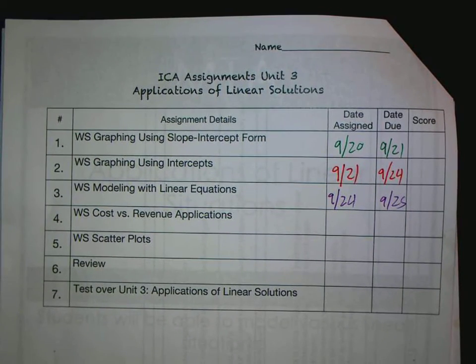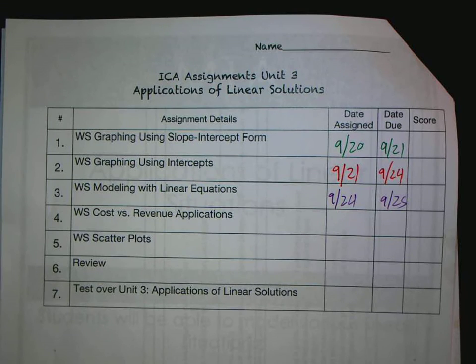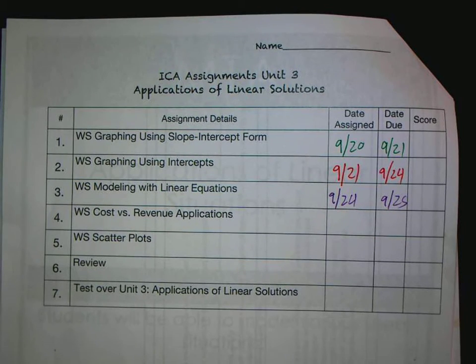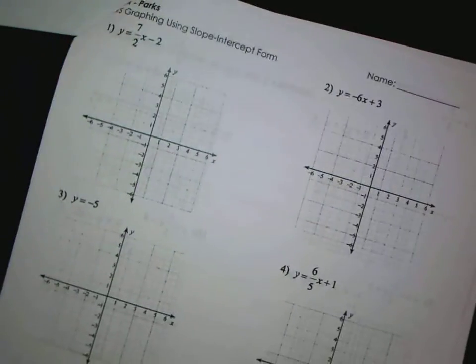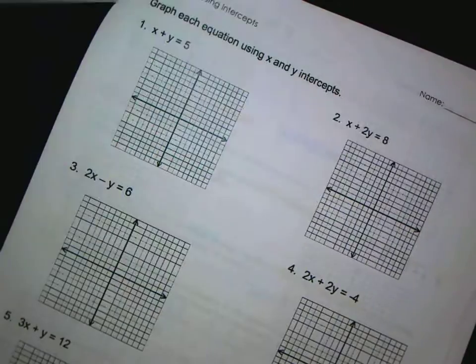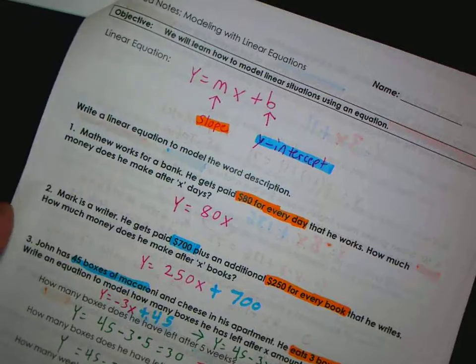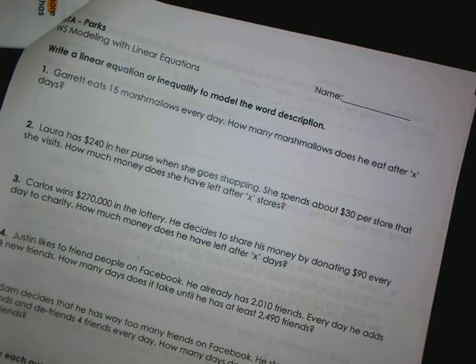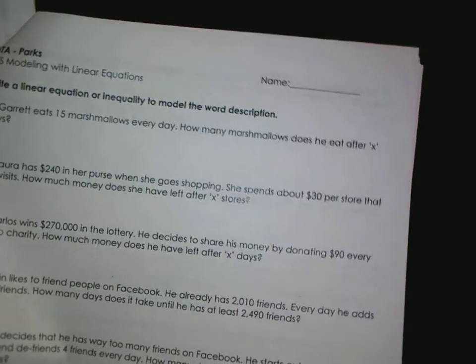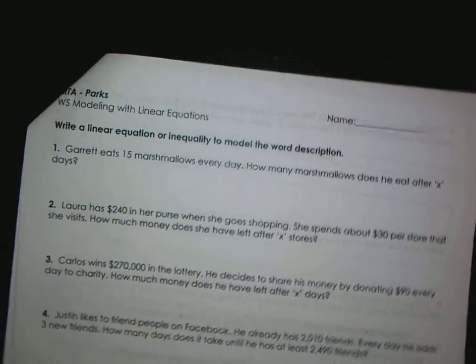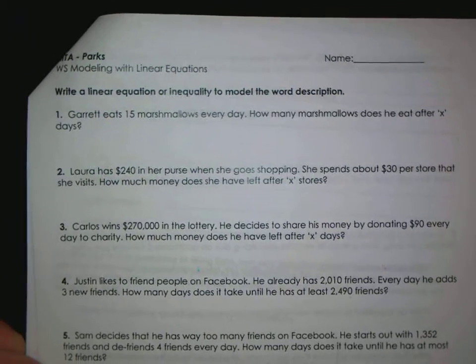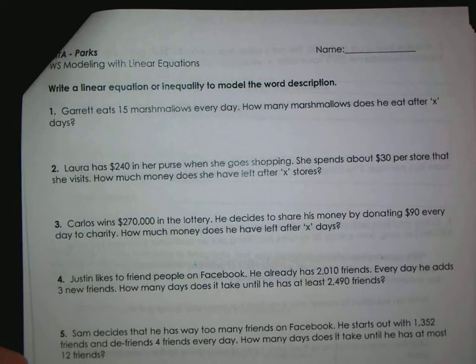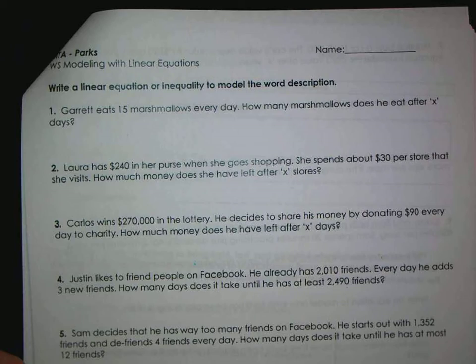924, 925. Say it again. Question is, do we have to solve? Let's look at it. Number 1, Garrett eats 15 marshmallows every day. How many marshmallows does he eat after X days? So we're just writing a linear equation. Okay, there's nothing to solve.